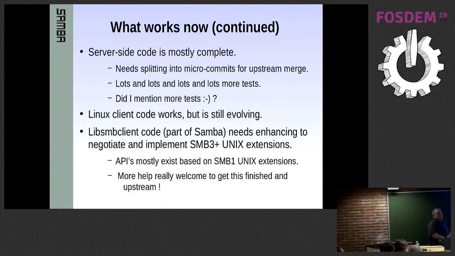Then I need lots of tests. I need to finish the client piece, which I haven't done yet, and I absolutely need to add lots and lots of tests. So this is going to take a while. The Linux client code already works. It's still evolving to match the server. This is the big missing piece: the libSMB client code needs enhancing to negotiate and implement the SMB3 Unix extensions. The APIs are mostly there from SMB1, and to be honest, I could do with some help getting this finished. I will do it. It will just take longer if it's just me.